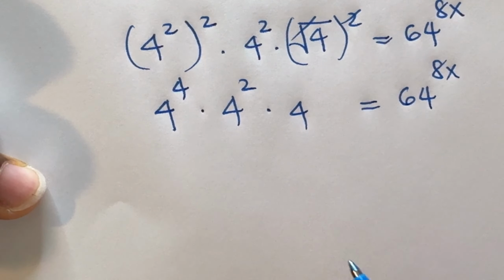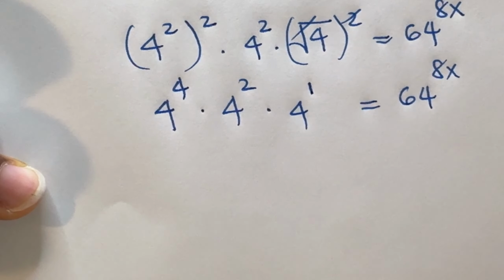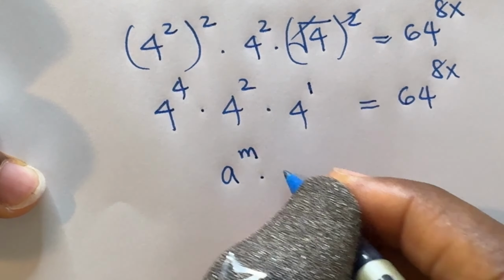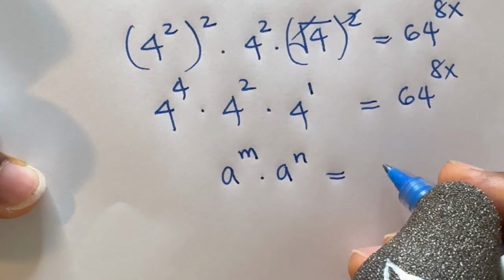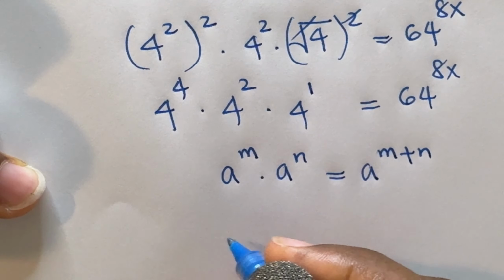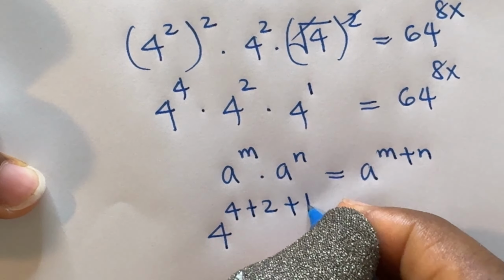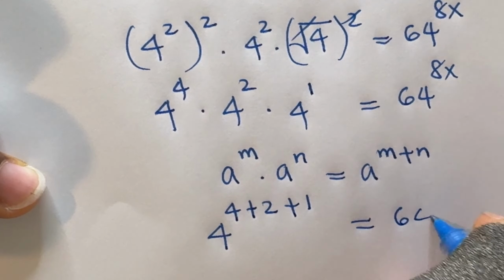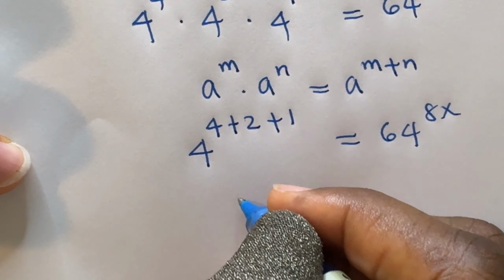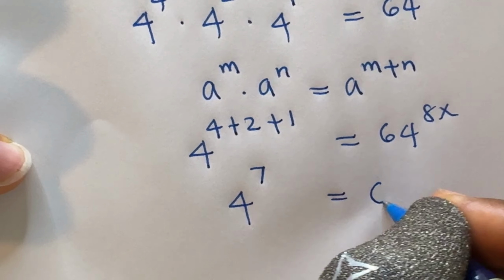Now that we've gotten rid of all of the radicals, let us now merge all these powers together. This is the same as saying 4 raised to power 1. By indices, a raised to power m times a raised to power n is equal to a raised to power m plus n. So this will give us 4 raised to power 4 plus 2 plus 1 is equal to 64 raised to power 8x, giving us 4 raised to power 4 plus 2 is 6, 6 plus 1 is 7, is equal to 64 raised to power 8x.